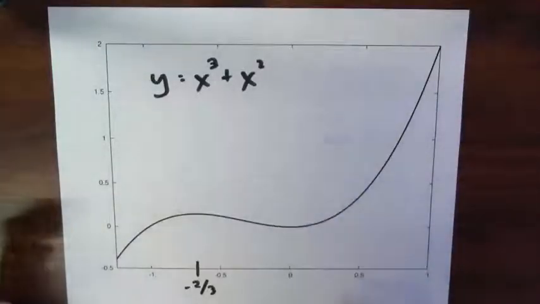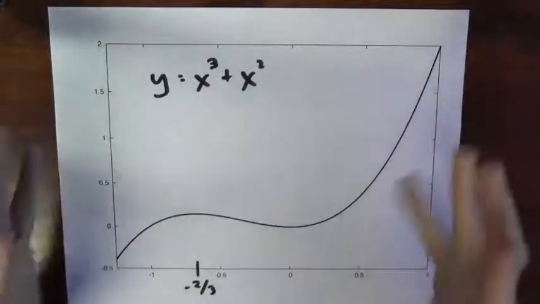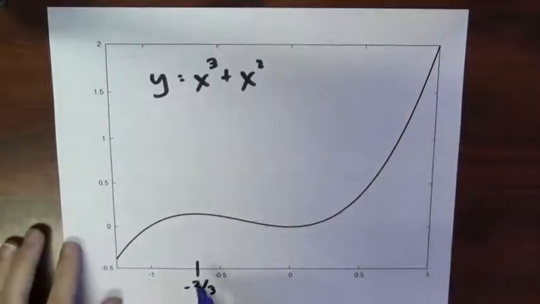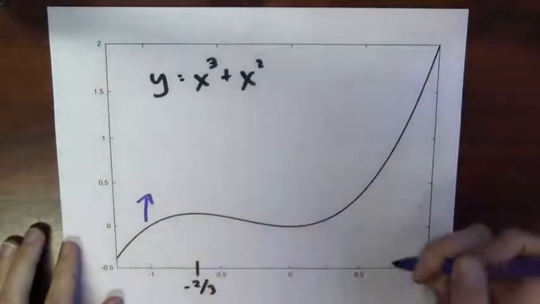Now we can use this information to say something about the graph. Here's the graph of the function x cubed plus x squared. It goes up, down, and up, and that's exactly what you'd expect from the derivative. We calculated before that if you're standing to the left of minus 2/3, then the derivative was positive, and indeed the function's going up.